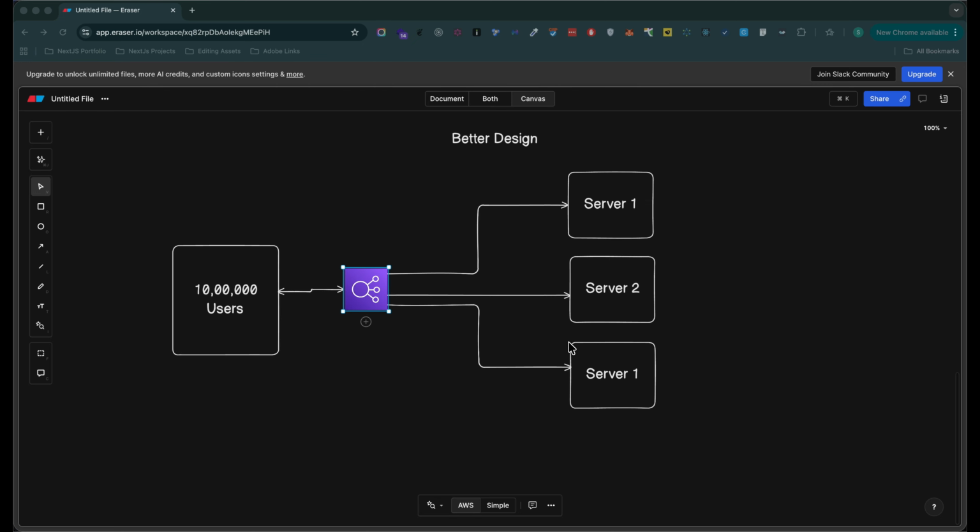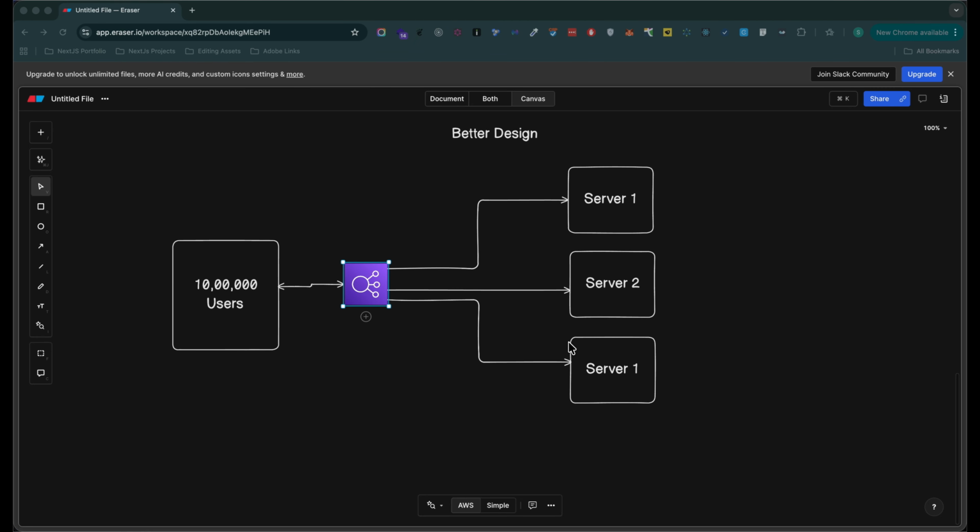Let us take a real world example and understand it. How do apps like Instagram or YouTube work? There are millions of users and multiple servers, and a load balancer distributes the traffic to each server based on the user's IP address, location, everything. So scaling is not just about adding more servers, it's about how you manage traffic between them. That's what load balancing actually solves.